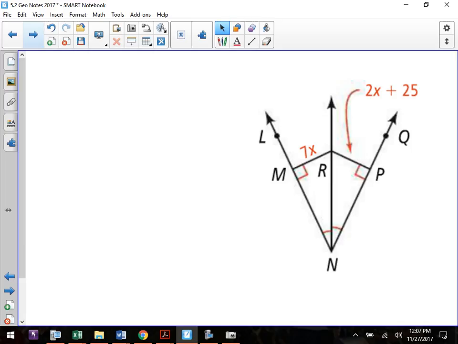So RN is the angle bisector of angle LNQ, which means R lies on it, which means that RM and RP are both perpendicular to the sides, which means they have to be equidistant. If they're equidistant, that means they have to be equal. So algebraically, what we wind up doing here, guys, is just setting 7x equal to 2x plus 25.